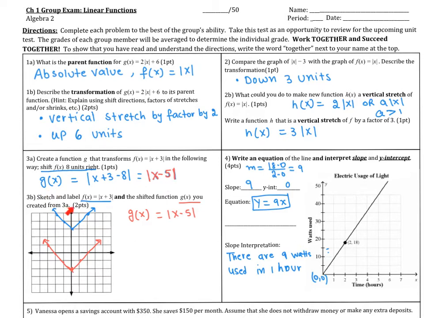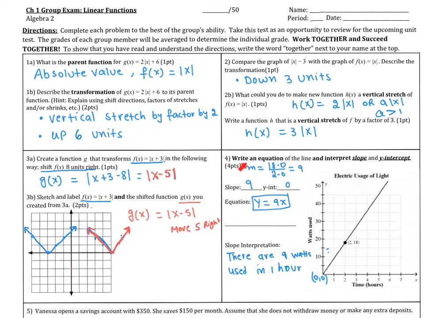And 3b is asking us to graph the old function, that is f(x) = |x + 3|. So if the 3 is inside and is positive, then we are going to move the graph 3 units to the left side, or in the negative direction. And the new function that came out is |x - 5|. So if it's a negative 5 inside, then we're going to move the function 5 units to the right side. So this is our graph for g(x) and this is for f(x).